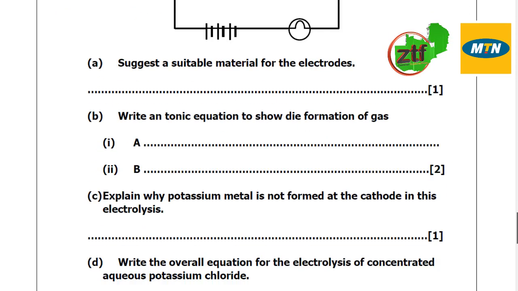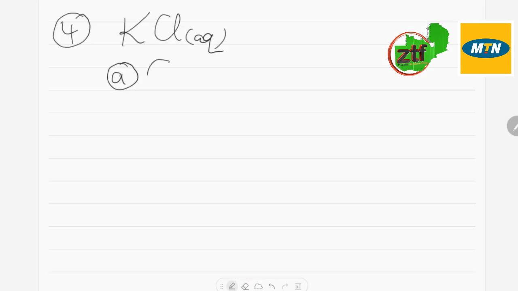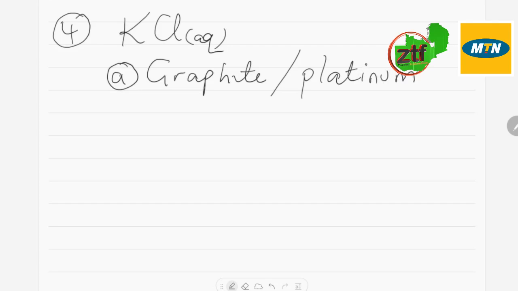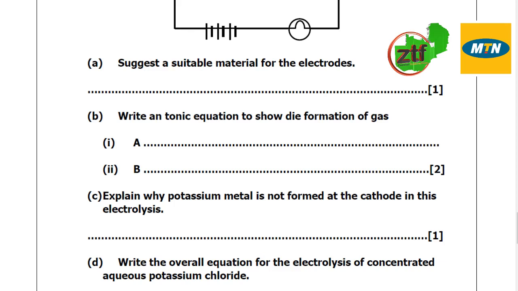The suitable materials we can use are those that are inert or unreactive, such as graphite. We can also use platinum because they're inert. B. Write an ionic equation to show the formation of the gases at A and at B.